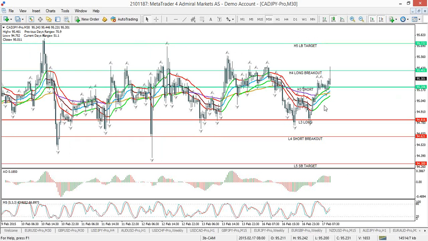So that's the simple explanation basically of just understanding the levels and how you use the tool. So I hope that made sense. It is a pivot point indicator indeed.